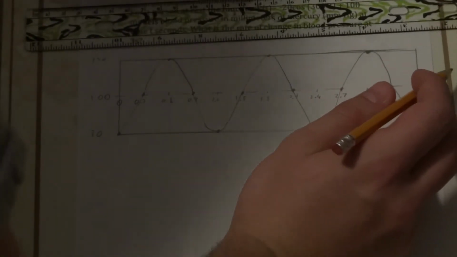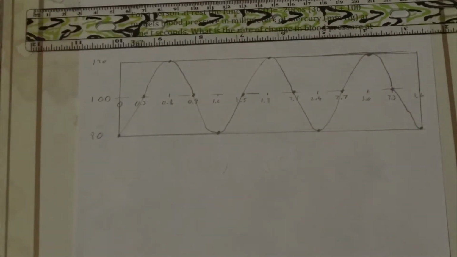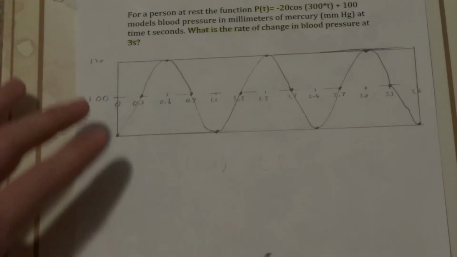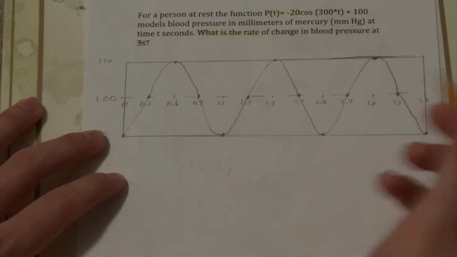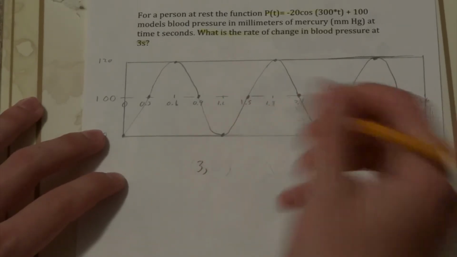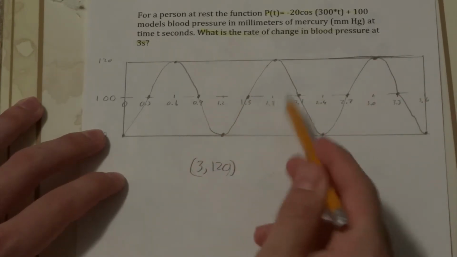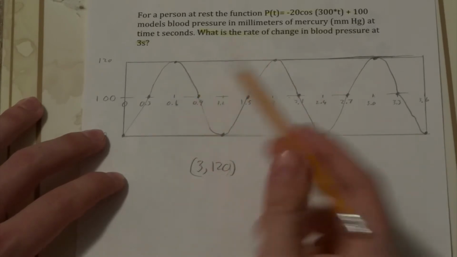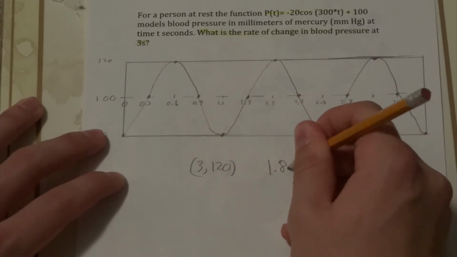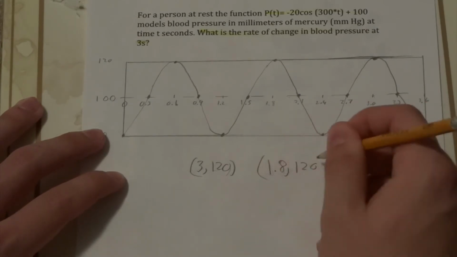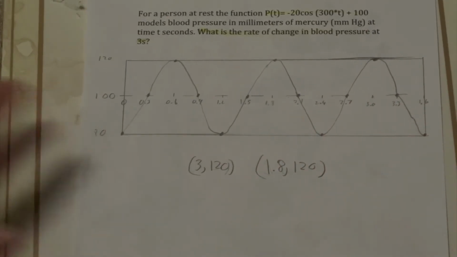Now, to figure out the rate of change from the tangent line, all I have to do is get the slope from this tangent line. So I have to pick 2 points that are actually on the line. The 2 points that I'm going to pick are our original point, which is 3 and 120, and then our other point I'm going to pick is the one right here. Over here is going to be 1.8 and 120. So now, perfect. I can use the slope formula to figure out what the rate of change is.